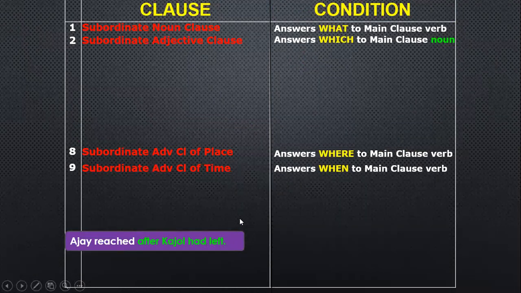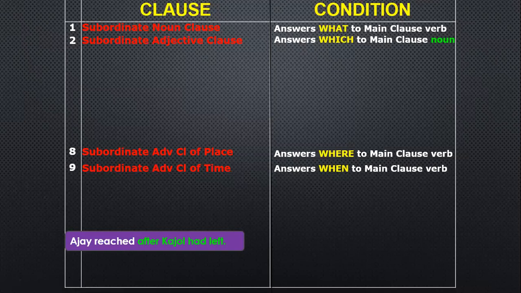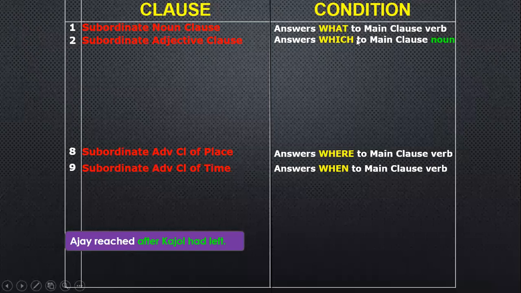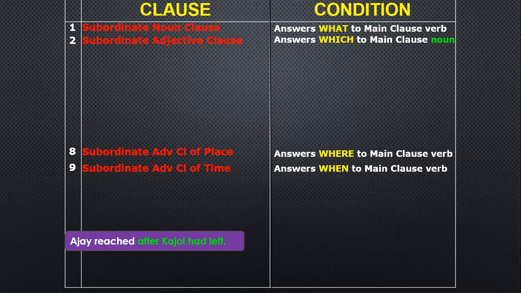Ajay reached after Kajal had left. So here is our next statement. Now in this case, which is the conjunction, which is the subordinating conjunction here? It is after, exactly. The subordinating conjunction is after, which is a time word. Very good. So in order to mark the subordinate clause, I have highlighted the word after. I have opened the bracket before the word after and closed the bracket after left, that is at the end. So that's how we get altogether a subordinating clause.